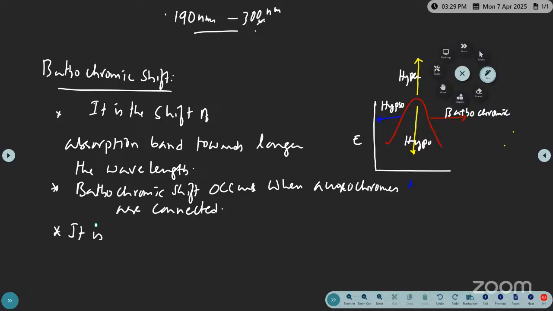Why are we calling it red shift? What is the higher wavelength color in VIBGYOR? Red. The wavelength shifts to the longer wavelength, so this shift is known as red shift. Bathochromic shift is also called red shift. Clear? So this is the bathochromic shift.